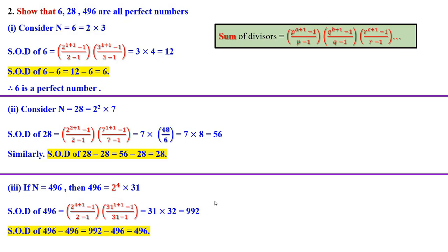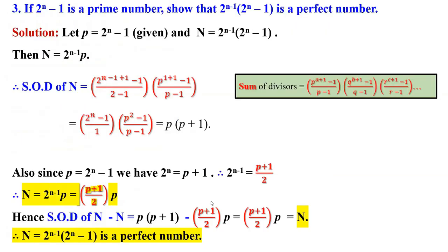Now we have a problem which can be treated as a result also. We are given 2 power n minus 1 to be a prime number. Such a prime number is given to you. You are asked to show that that number multiplied by 2 power n minus 1 is a perfect number. So this being a prime number, we shall take that as, say, some p. So that this n, which is taken as this given number, will now become 2 power n minus 1 into p.